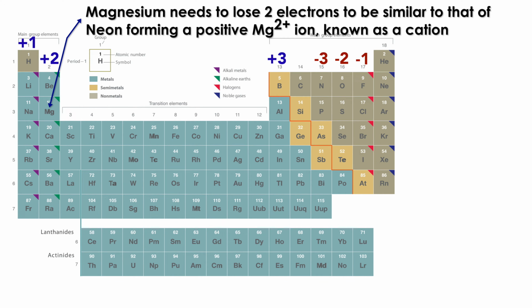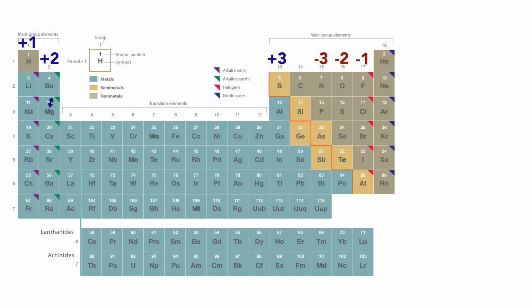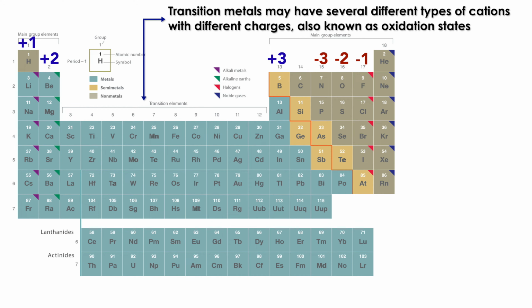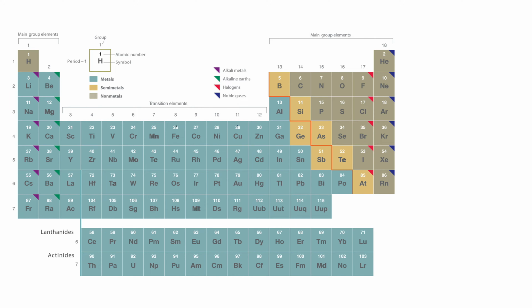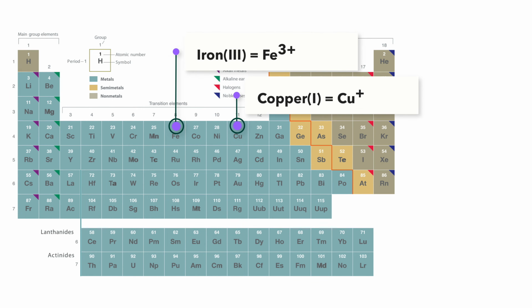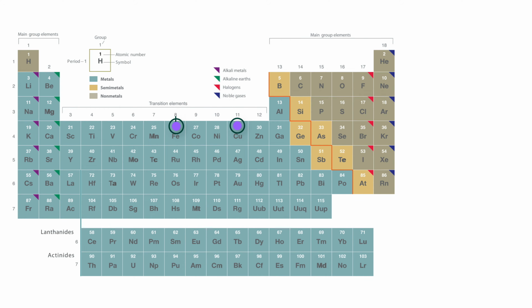Transition metals are the exception to this rule, since sometimes they don't end up with the same number of electrons as a noble gas, or may have several different types of ions with different charges, also known as oxidation states. In this case, the positive charge of the transition metal ion is represented as a Roman numeral in parentheses, such as with iron (III) or copper (I). We call this positive ion a cation.